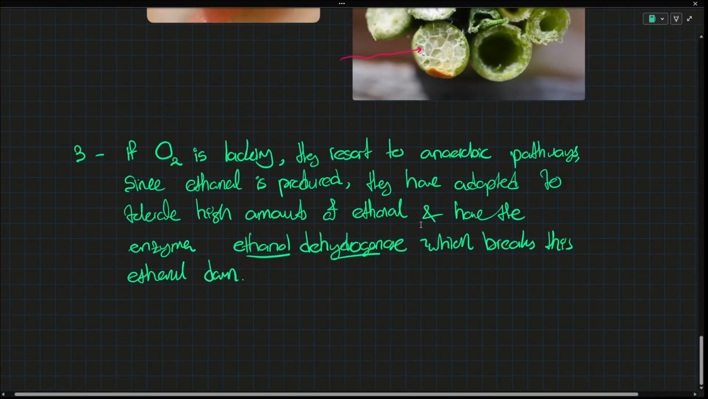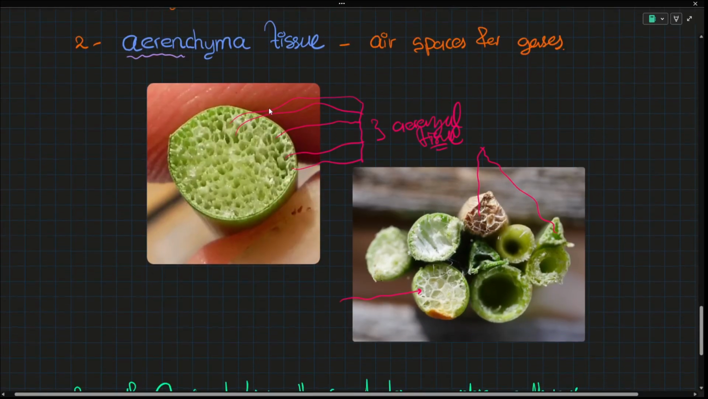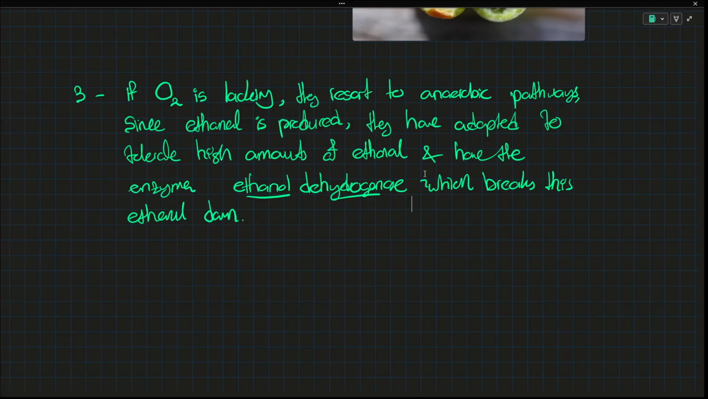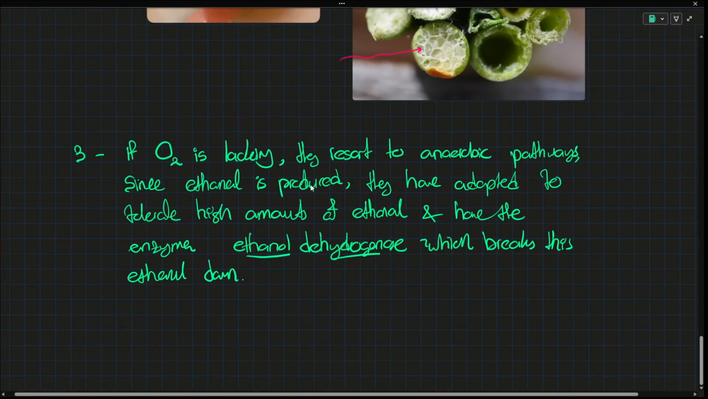So just a slight recap. Adaptations of rice: faster growth of stems, aerenchyma tissue is present, and then if oxygen is lacking at any point, they can resort to anaerobic pathways. Now, ethanol is problematic, so what's the solution for that? They have adapted to tolerate high amounts of ethanol. Why? One factor would be having this ethanol dehydrogenase enzyme at a greater supply that can nicely break down the ethanol. That is the final spread for 12.2, types of respiration.